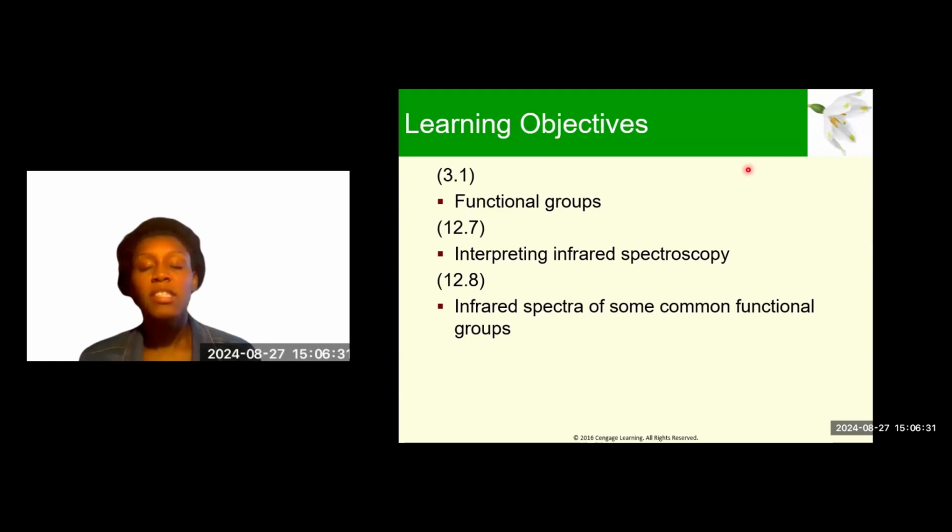Dear Heavenly Father, Lord, thank you so much for today. I ask that you please be with us as we continue this conversation about infrared spectroscopy and functional groups. In Jesus' name I pray, amen.